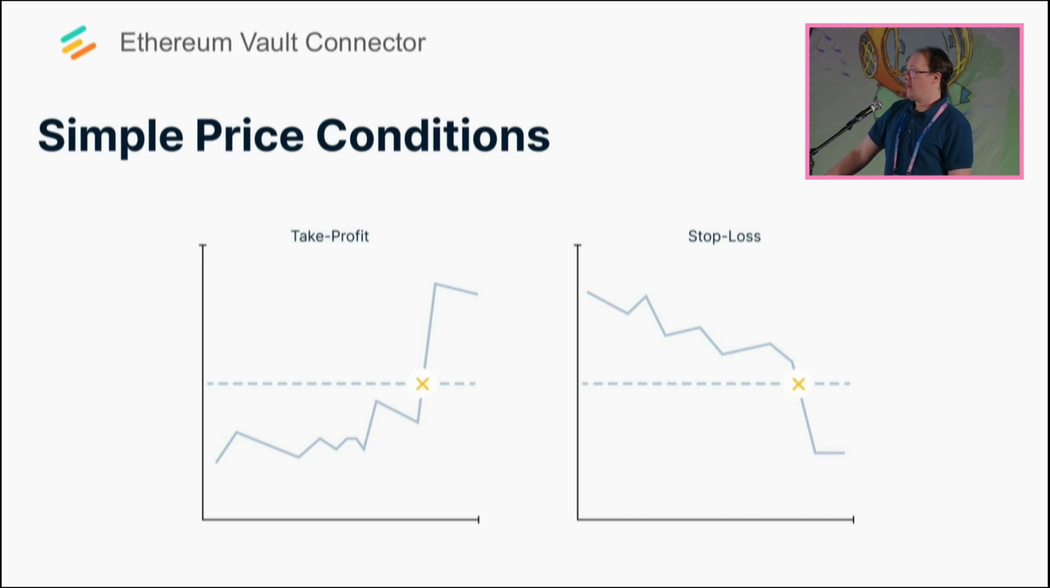Right. You have take profit where if a price goes in your favor a certain degree, then an operator is allowed to close out your position. In other words, to lock in your gains. Or similarly, but symmetrically, if the price goes against you a certain amount, it might close out your position to protect you from further loss.